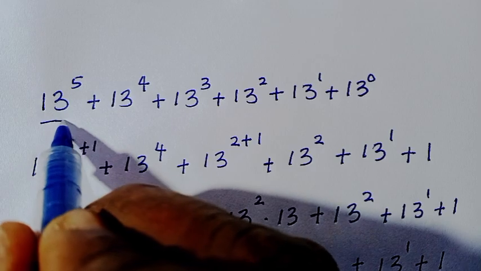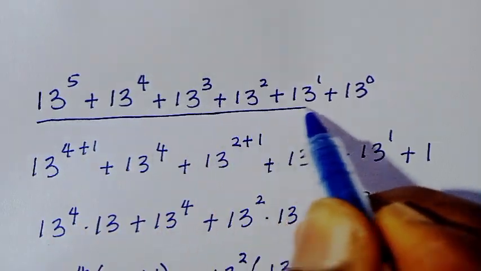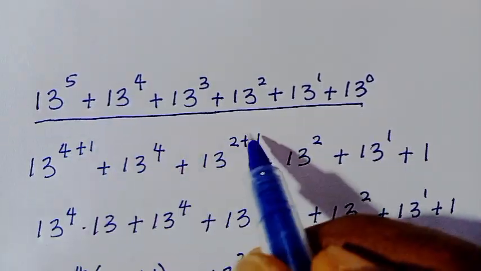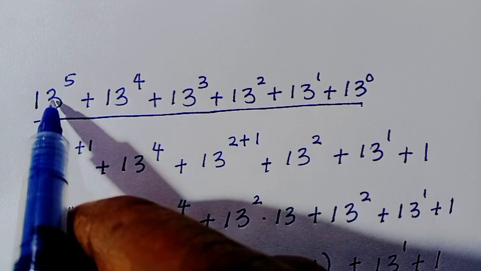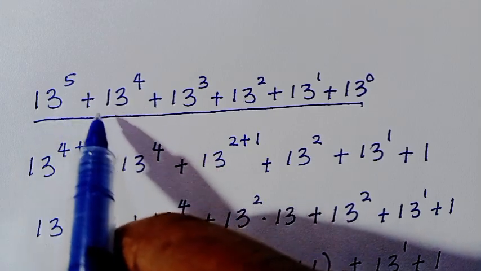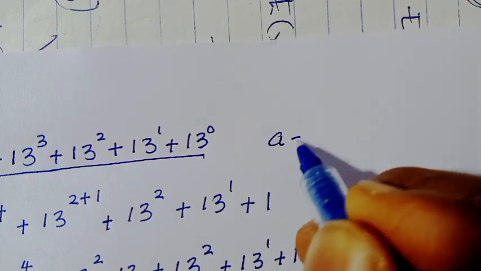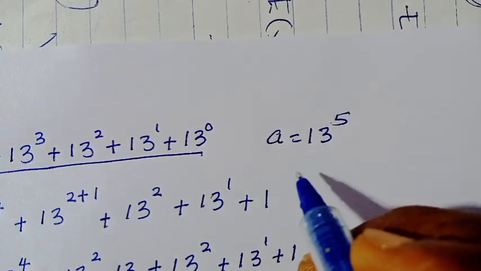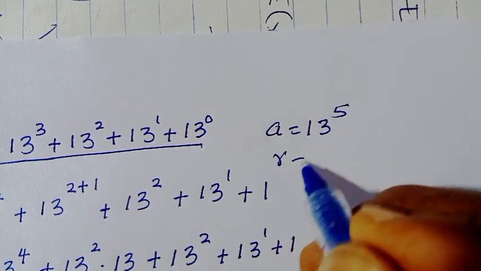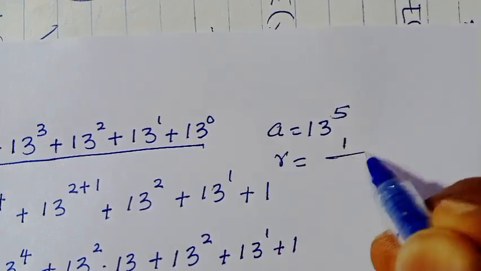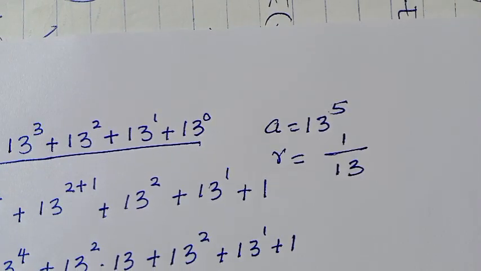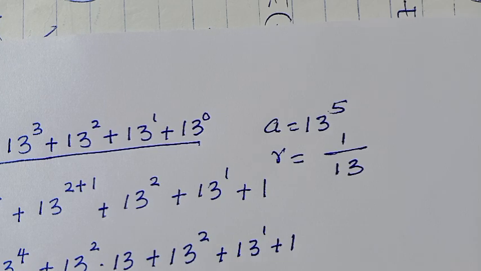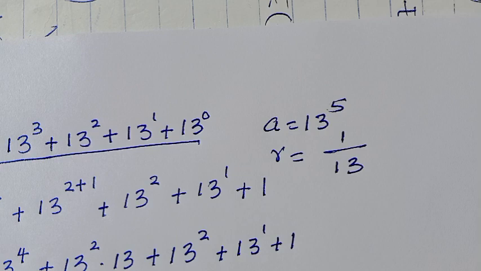So I can see another way of doing this, which is a geometric progression method. Here is the first term, and we can get the common ratio here as we have the first term here, which is 13 raised to power 5, and we are going to get the common ratio from here. So the common ratio is going to be 1 divided by 13. Then we can plug this thing in the formula, and we get the same result as when we solve it this way.